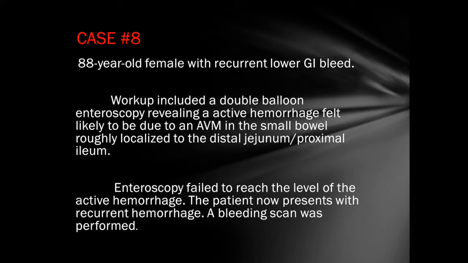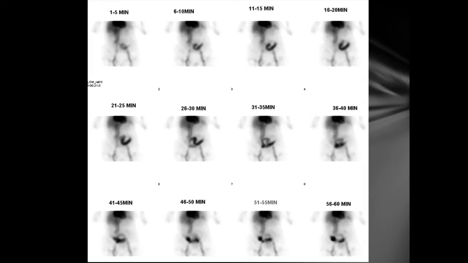So we'll move right into our first case: an 88-year-old female with recurrent lower GI bleed. Workup included a double balloon enteroscopy revealing active hemorrhage, likely due to an AVM in the small bowel. Enteroscopy failed to reach the level, and the patient then presented with recurrent hemorrhage in a bit more extremis, and a bleeding scan was performed. The bleeding scan shows an area of active hemorrhage conforming to a small bowel loop in the mid to lower abdomen.